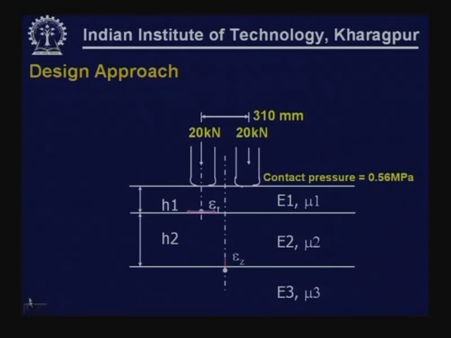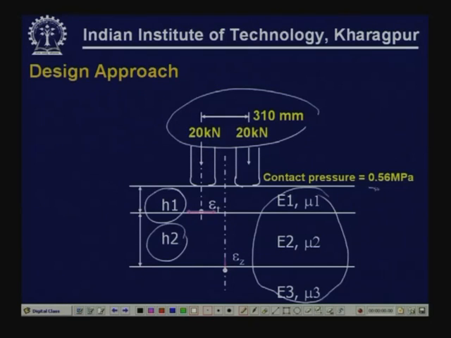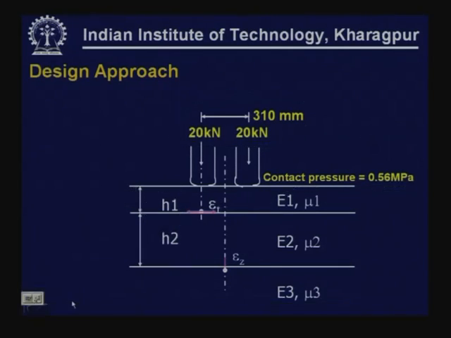We have selected H1 and H2. We also selected the material properties on the basis of guidelines that are available, and this is the standard loading that we are considering: 20 kilonewton, 20 kilonewton at a center to center spacing of 310 millimeters, applied at a contact pressure of 0.56. We are also assuming these to be circular contact areas. So, for these loading conditions for this pavement system, we select a trial combination of H1 and H2, then we calculate epsilon T and epsilon V, then we will compare these two values with allowable values.